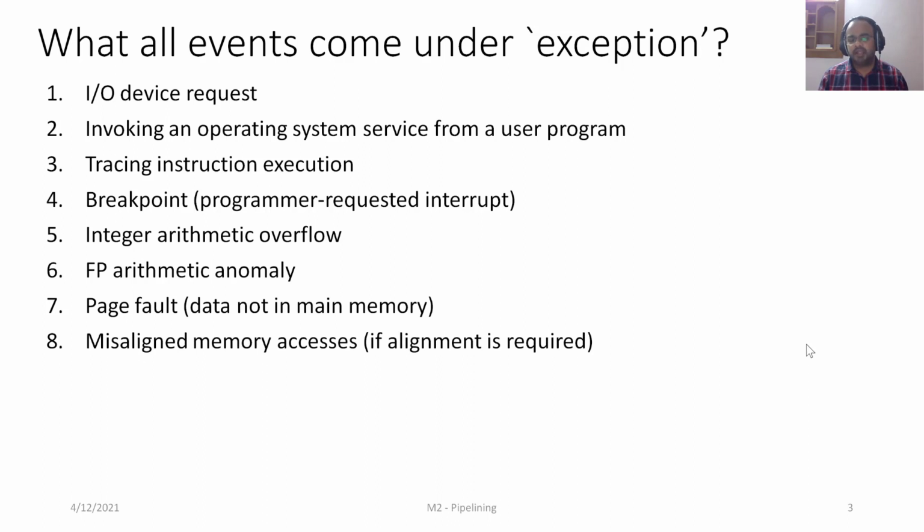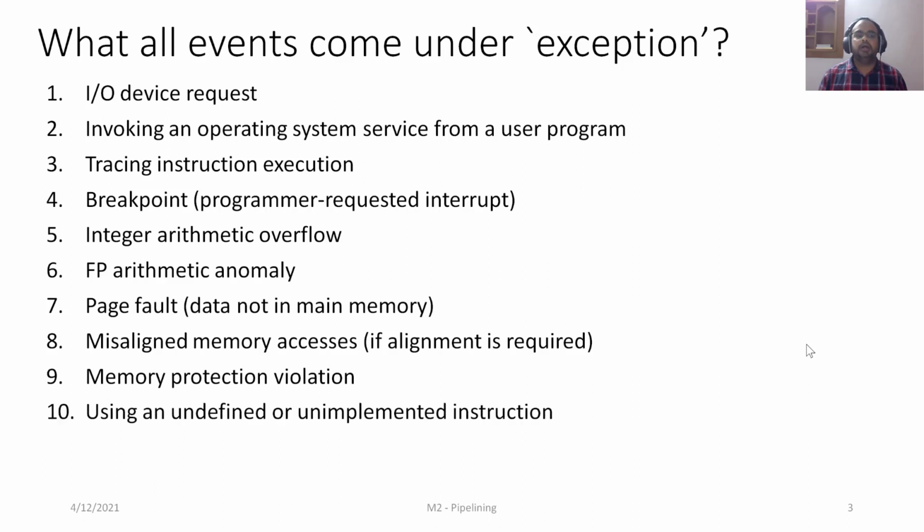Eighth condition is misaligned memory accesses, right? If the memory expects the access to be aligned and some address is given that is not aligned, then it can potentially throw an exception. The ninth event is memory protection violation. It means that we are trying to access some data that does not belong to the user program, or somebody else is trying to access data that doesn't belong to it, right? The 10th example or event is using an undefined or unimplemented instruction. 11th one is hardware malfunction, and 12th one is the typical power failure. All these are classified as exceptions.